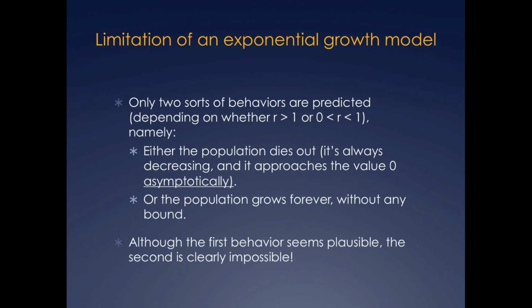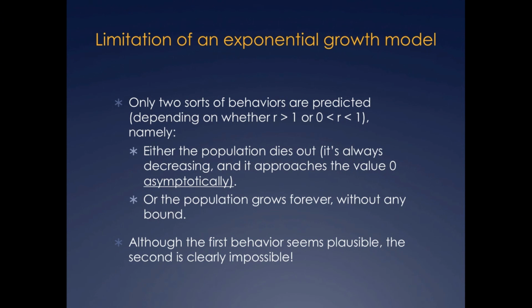Now, the first behavior probably seems impossible, right? I mean, how could that be? That the population would grow forever without any bound. And so that leaves us the only realistic possibility, if an exponential growth model is a good model for all times, of having the population die out. So this is really a limitation.